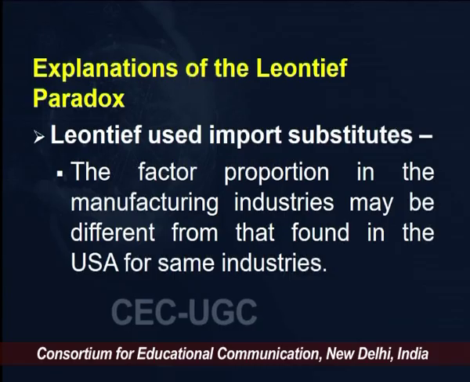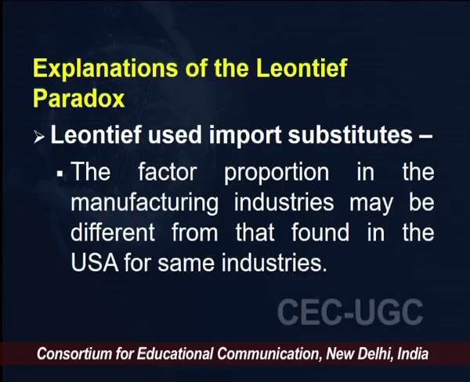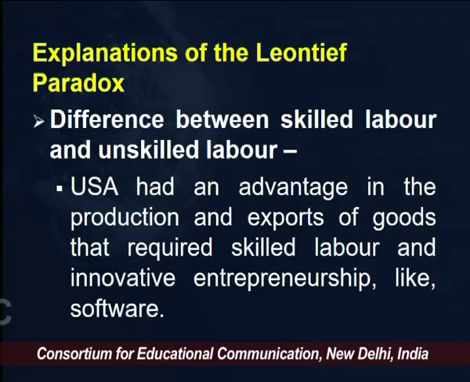Now, let us explain what happens in the case of the Leontief paradox. The explanation goes like this: Leontief used import substitutes, which is not considered by the HO theory. The factor proportion in the manufacturing industries may be different from that found in the USA for the same industries. Differences between skilled labor and unskilled labor are there. So, the USA had an advantage in the production and exports of goods that required skilled labor and innovative entrepreneurship, like software.